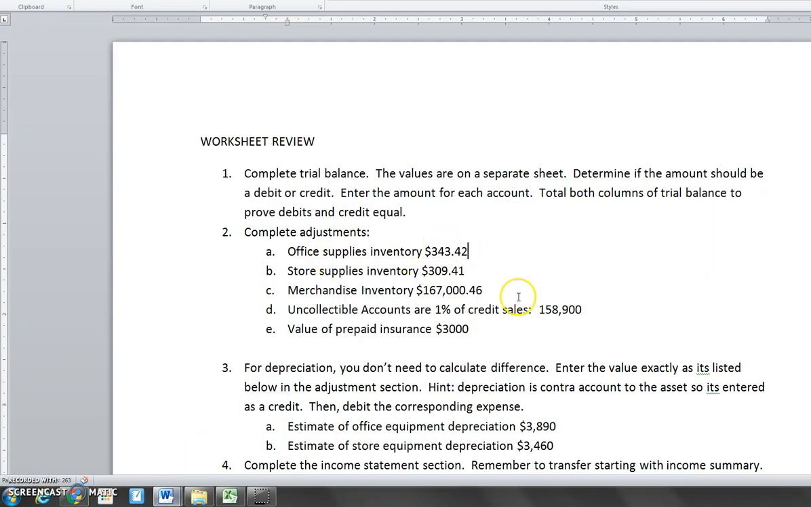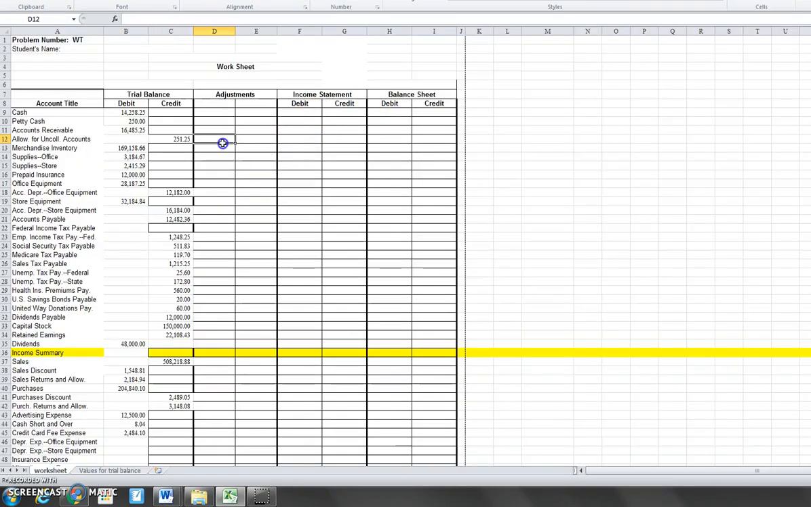So if office supplies inventory has a balance of $343.42, we need to subtract that from the current balance that we have on our worksheet. So let's take that balance. We're going to go in the adjustments column, and we're beginning with adjusting our supplies. This is office supplies, so you should be in row 14, and we're going to credit. So we're going to take the current balance, we're going to subtract the balance that's left, and that's going to give us our adjustment.